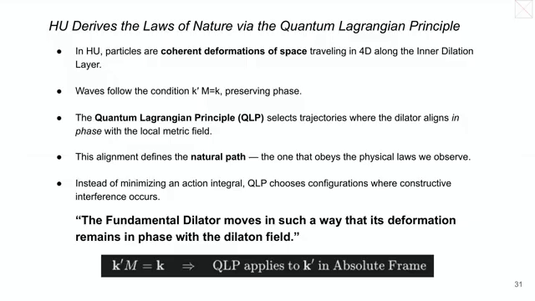Since the wave is described by a phase sin(k·r), the QLP ensures that physical motion corresponds to the directions where interference is constructive, where the wave remains coherent. This idea, combined with the transformation condition, allows us to derive the laws of motion, not assume them. That includes classical mechanics, electromagnetism, and gravitation, all emerging as consequences of 4D coherence.